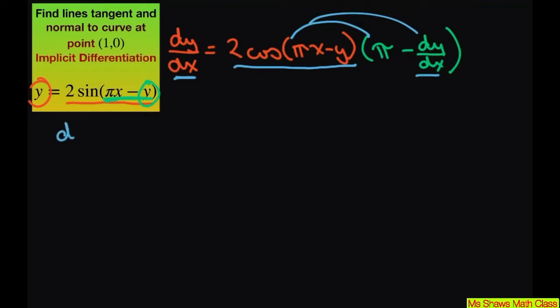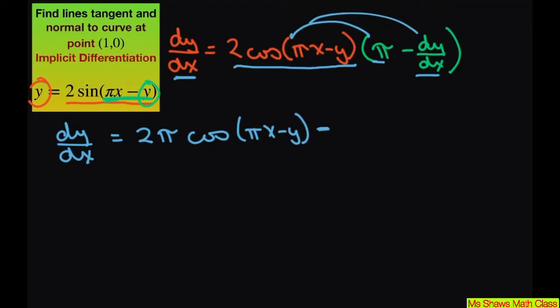So we have dy divided by dx equals, I want to move this pi like that. All right, so that's 2 pi cosine of (pi x minus y), minus, and then we're going to multiply those two: 2 cosine (pi x minus y) times dy/dx.